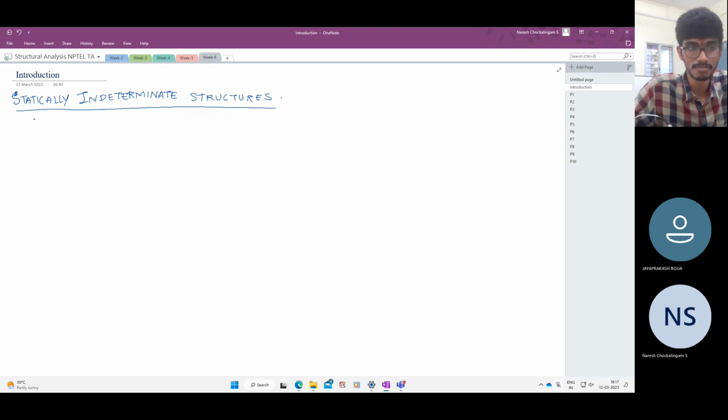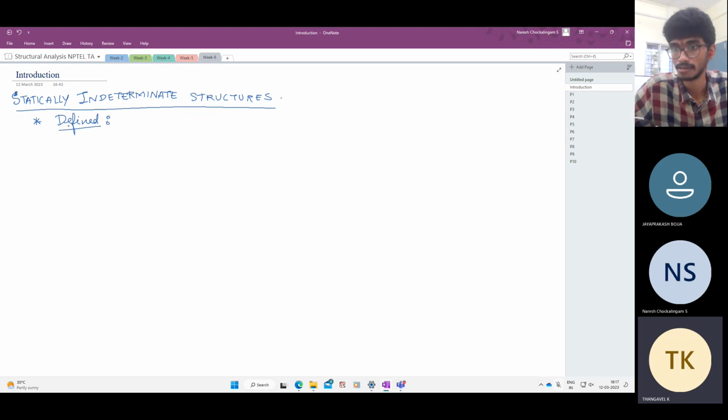So by now, all of you must be familiar with what are statically indeterminate structures. So how are they defined? Can any of you answer? What are statically indeterminate structures? So these are the structures in which the number of unknowns is greater than the number of static equilibrium equations.